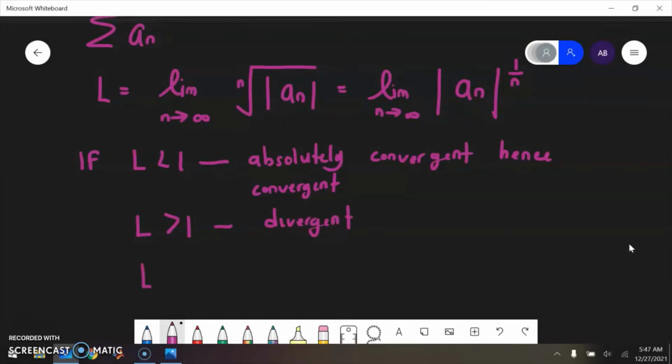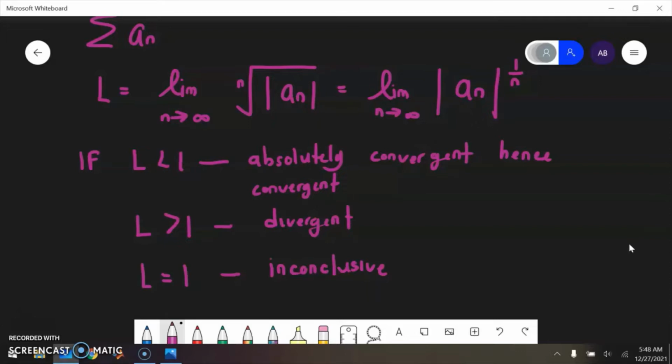And there's another case: if L is equal to 1, we can say that the test is inconclusive. What it means is that you have to do another test to determine whether the series converges or diverges. Because for L equals 1, the series may converge or may diverge, depending on what you are getting and how you find the solution for this test.